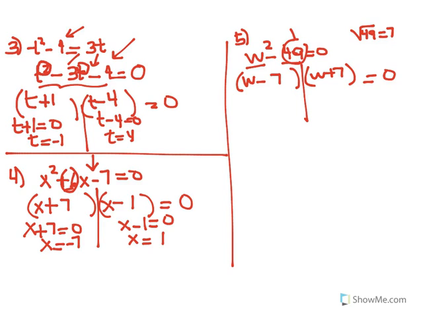So the solutions are w minus 7 equals 0, means w equals 7. W plus 7 equals 0, that means w equals negative 7.